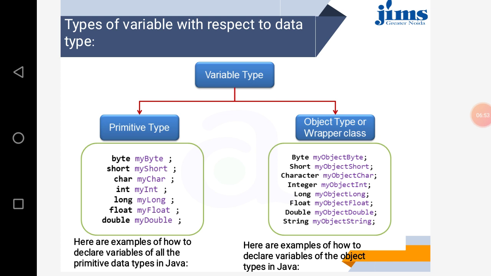And once our work is completed, then we convert our objects into primitive data types. That is known as unboxing. So the wrapper classes are used for this conversion.